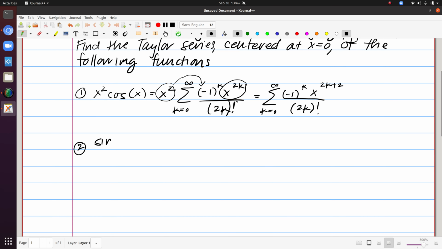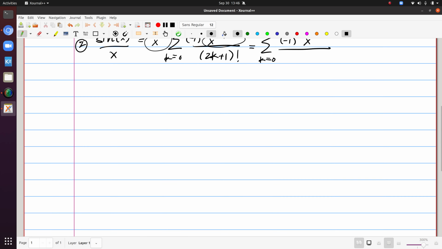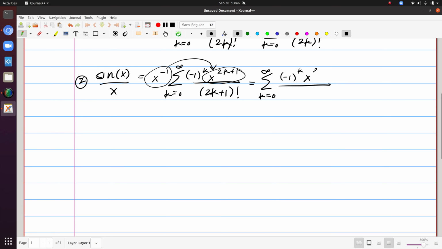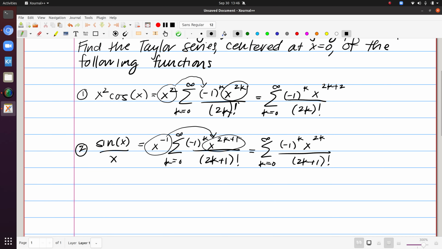By the same token, if we looked at, say, sine of x divided by x, we can think about that as x to the -1 times our Taylor series for sine of x. So writing that in here. And again, I can bring that x to the -1 inside and lump that together with my powers of x that are already present. And that would then change x to the 2k plus 1; we'd subtract 1 from the exponent. So this would just be x to the 2k.